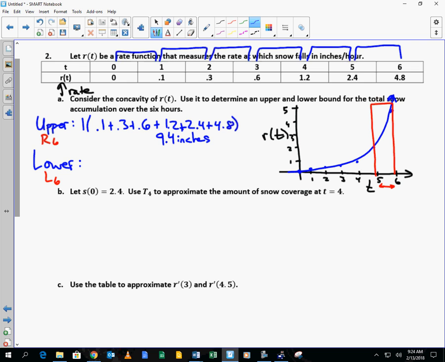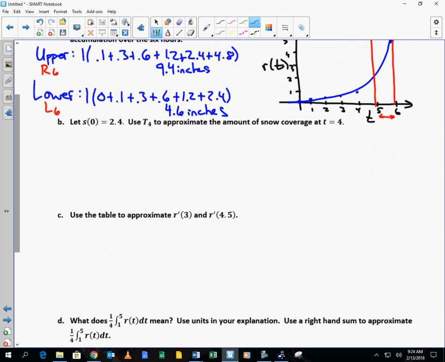What would change if I did the lower? I get rid of 4.8 and I pick up 0. So 0 plus 0.1 plus 0.3 plus 0.6 plus 1.2 plus 2.4. And again, I get what? 4.6. So that means that we've collected at most 9.4 inches, and at a very minimum, we've collected 4.6 inches. Would you agree? Okay, then we go on to the next part.